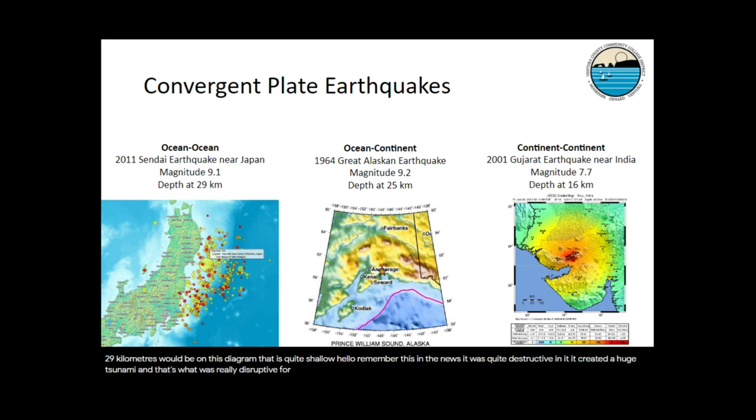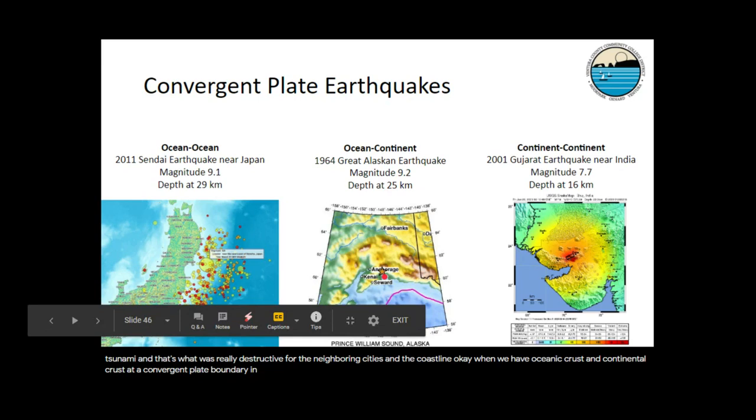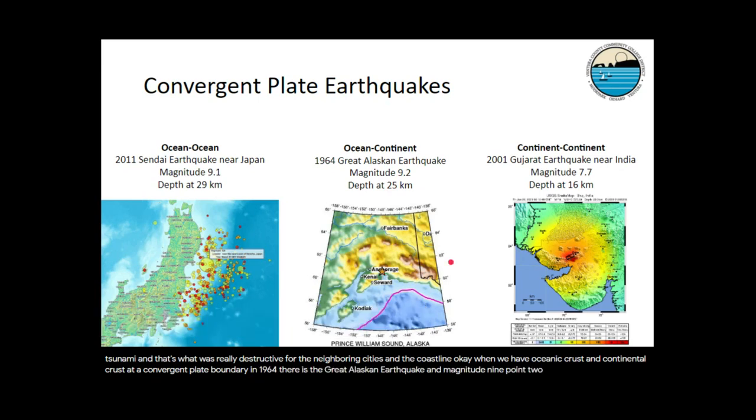Okay, when we have oceanic crust and continental crust at a convergent plate boundary, in 1964, there was the Great Alaskan Earthquake at magnitude 9.2, and that occurred at a depth of 25 kilometers. And when we have a continental plate and continental plate boundary, in 2001, there's an earthquake near India, magnitude 7.7, and this is at a depth of 16 kilometers. So these types of earthquakes occur at the different convergent plate boundaries.